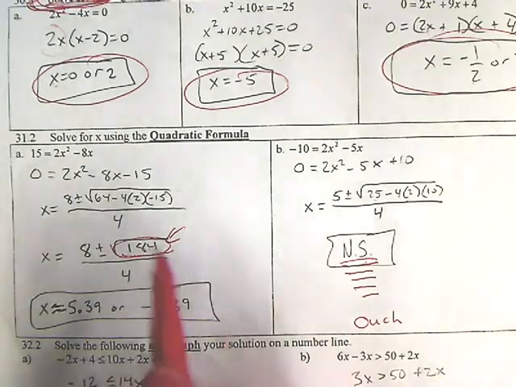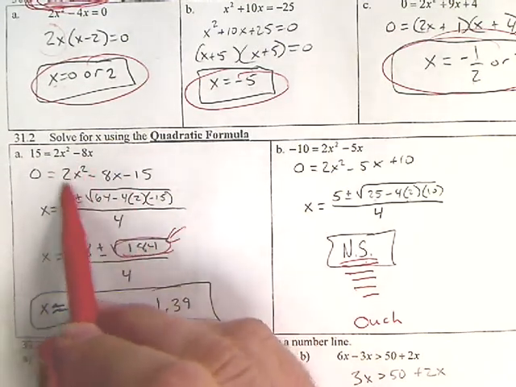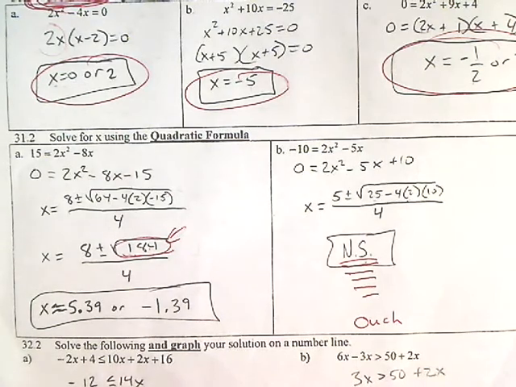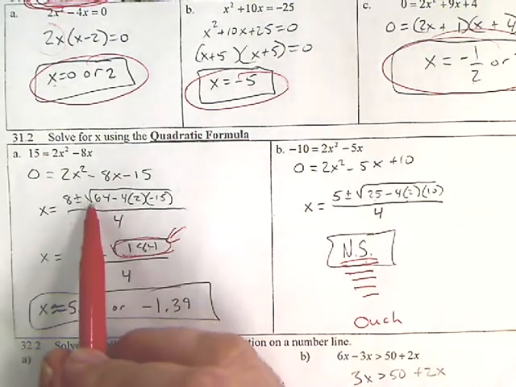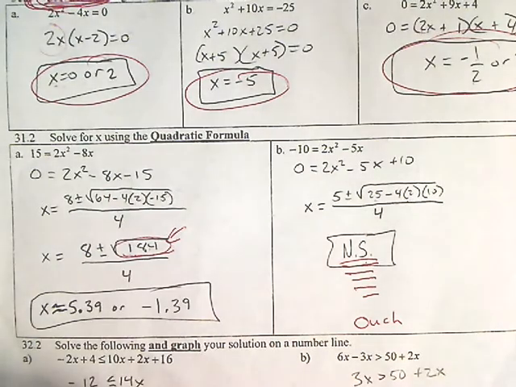Quadratic formula. You gotta get it equal to 0. I always like to have my x squared positive, so I brought everything to this side. Doesn't matter though, you can do it either way. It would just mean this would be negative, that would be positive, that would be positive. It all turns out the same.